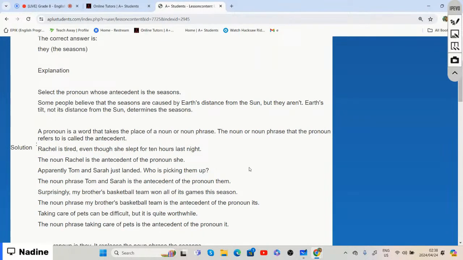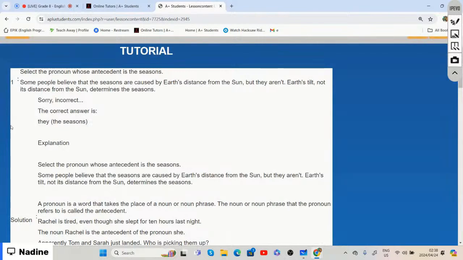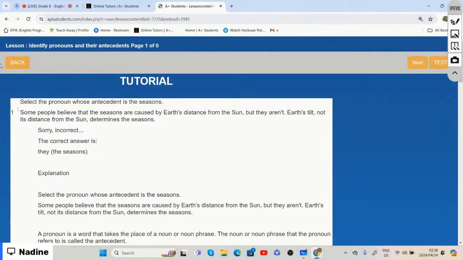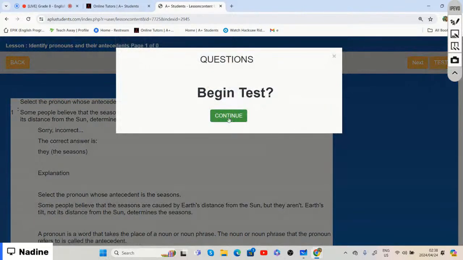All right. It says select the pronoun whose antecedent is the seasons. Some people believe this. Oh, did we do this? Let me just see something. That's the same one.